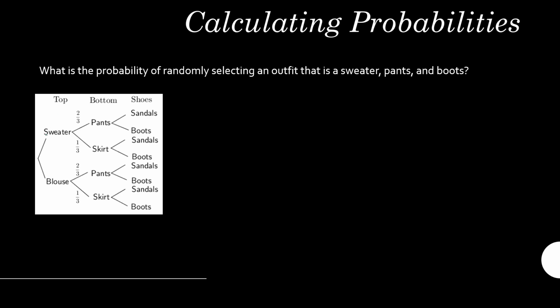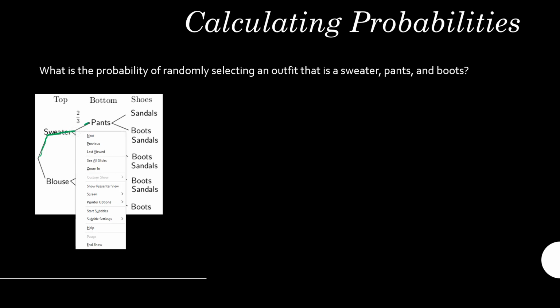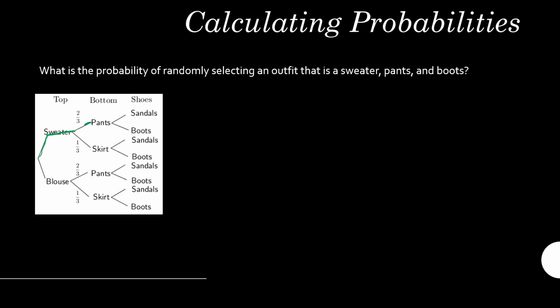So if I were to follow this tree diagram, right, here's my sweater, so I'm crossing my sweater first, then I'm going to pants, and then I'm going to boots, right, because I want a sweater, pants, and boots. I have a 50-50 chance of picking my sweater, right, because I can either pick a blouse or a sweater, so that is 1/2. When I go to my pants, this tree diagram tells me that the probability of picking my pants would be 2 out of 3. And then when I go to my boots, I either can wear sandals or boots, right? So I have 2 different options for shoes, and one of them are boots. So I would have 1/2.